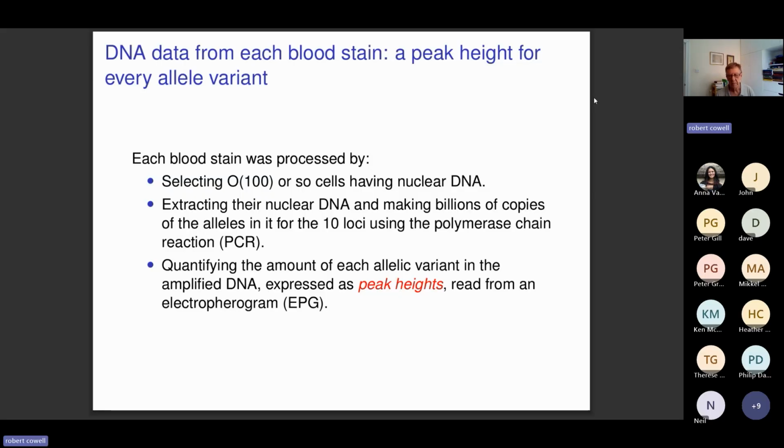And this is found from reading an electropherogram. If you look at the paper, in figure 1 there's an example of an electropherogram, and these are expressed as peak heights. So the larger the peak height, the more of that type of allele there is in the amplified product.